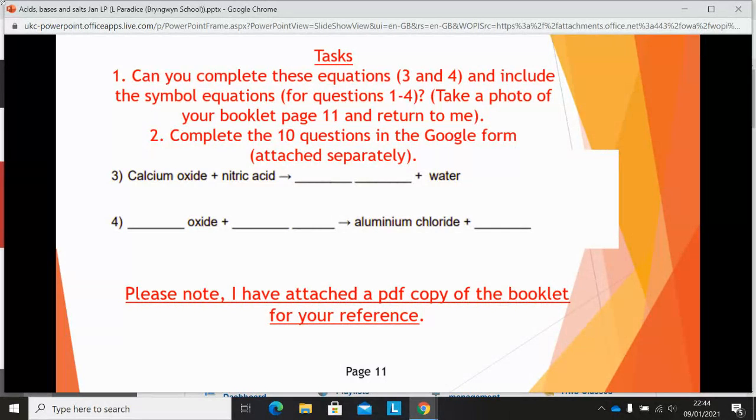It's all related to the topic we're discussing today on acids, alkalis, mainly alkalis and bases, so you know the definition and the difference between the two.